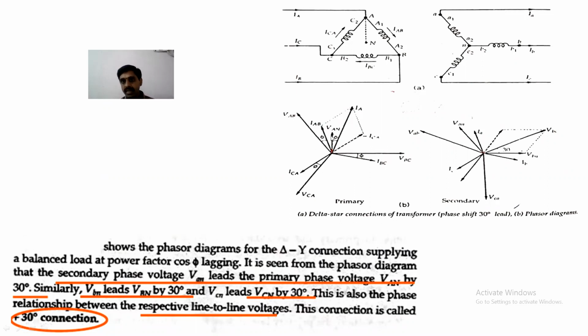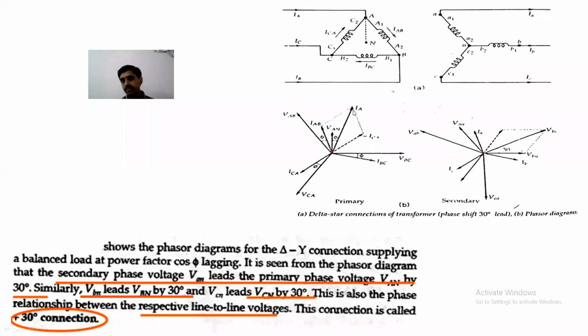Here you can see VAN. VAN means this voltage between A and neutral. If you take this voltage, there is an angle difference between these two. You can observe, this is IAB. IAB is the phase current. So the angle difference between IAB will be there. That is a lagging power factor angle difference.